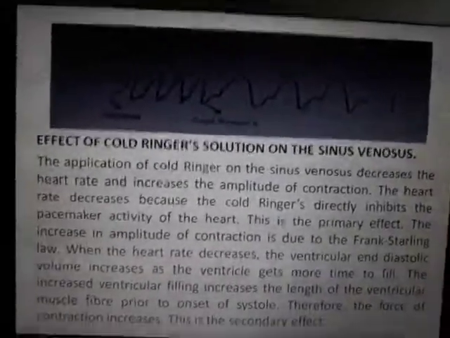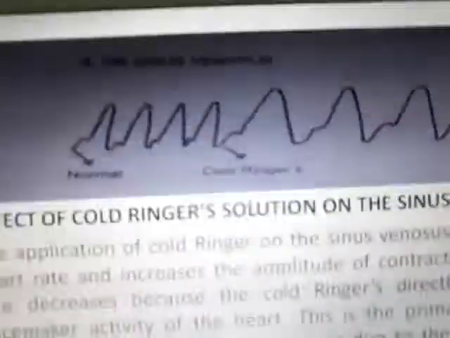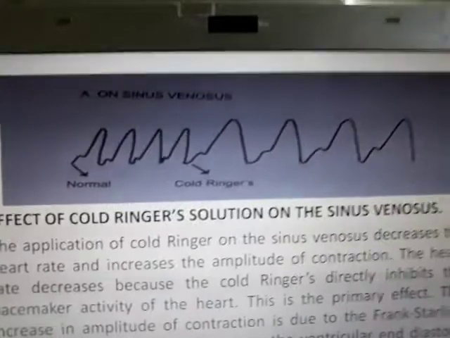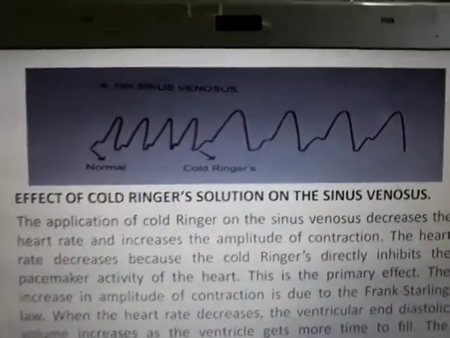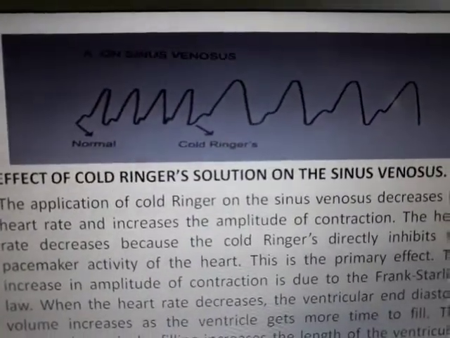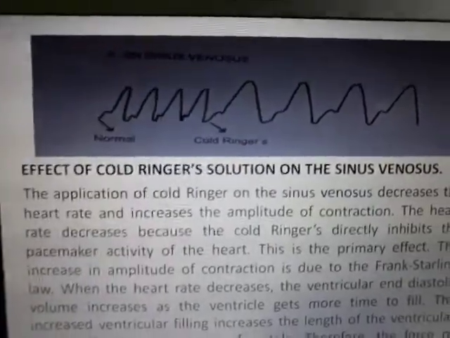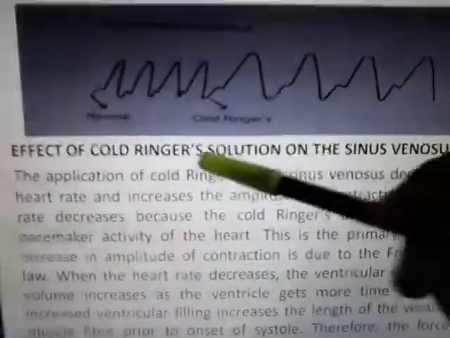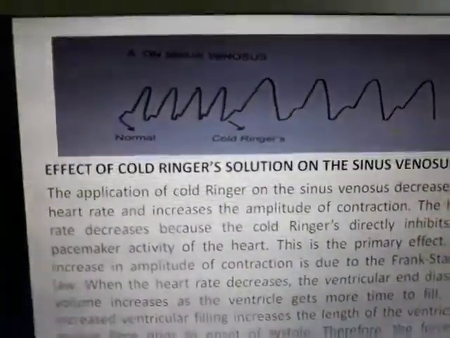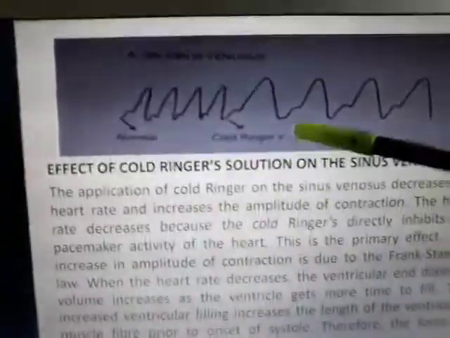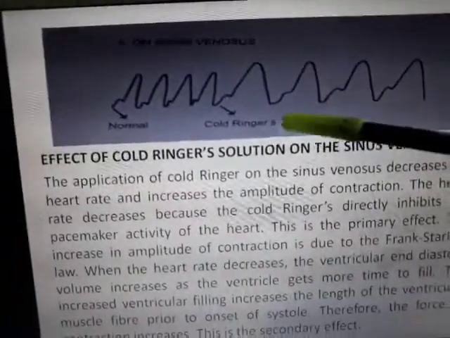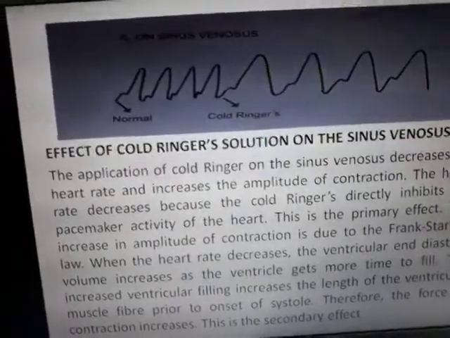Now one important thing, the effect of Cold Ringer's solution on the sinus venosus. Okay, so this is the sinus venosus, the effect of Cold Ringer's solution. See, when we apply Cold Ringer's solution only on the sinus venosus, then we get a different kind of curve. Here we have seen that the heart rate is decreased, but here the force of contraction is increased also. Why does it happen? Let's see.